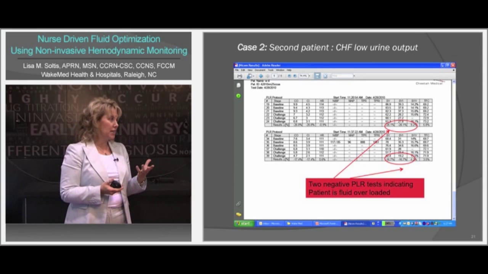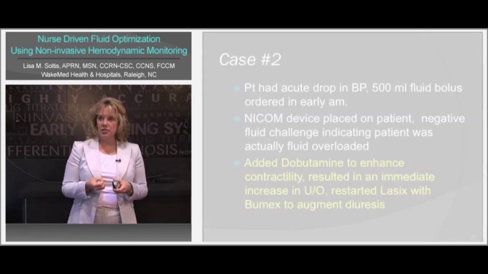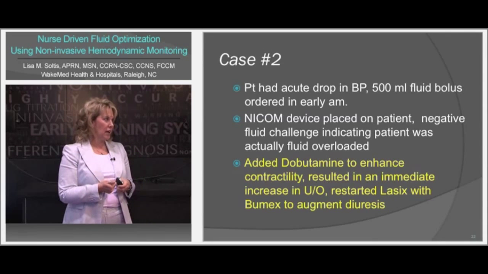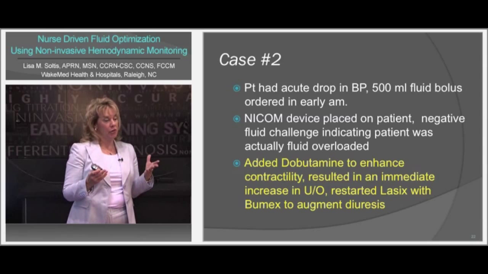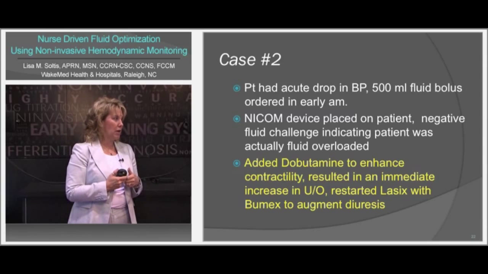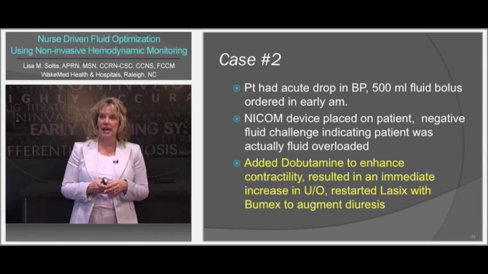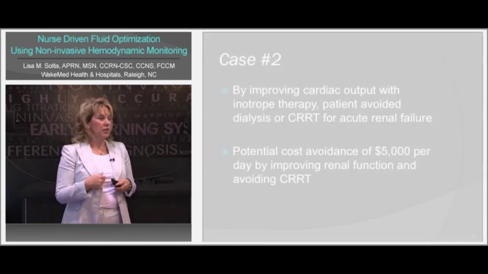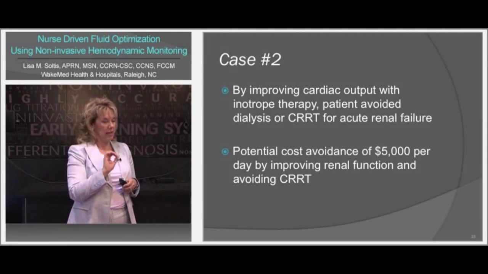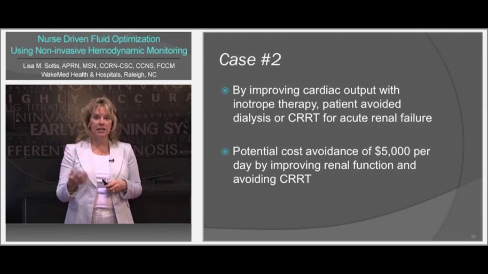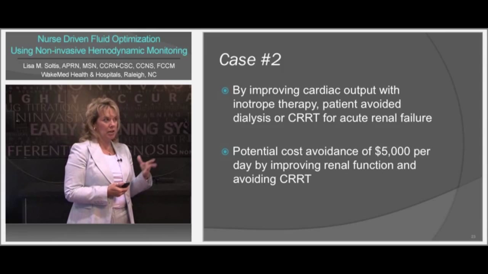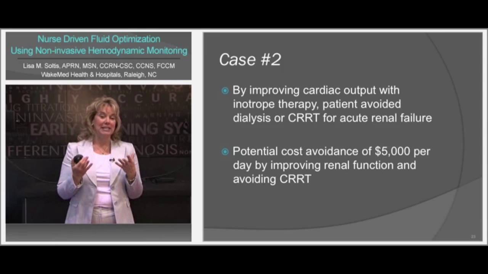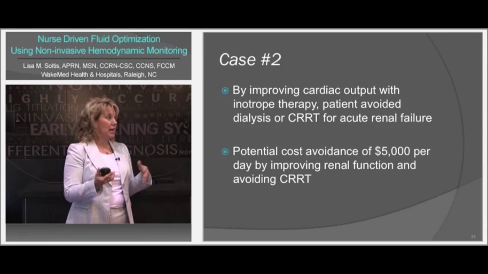We added dobutamine to his treatment plan. We saw his cardiac function improve, again, within a matter of minutes. Within about 30 minutes, we saw urine starting to come back out again, and he started producing urine again. His renal function improved, and we actually were able to cancel the order to start continuous renal replacement therapy. The expense with that can be anywhere from $5,000 to $8,000 a day, and we avoided that because we were able to enhance contractility.